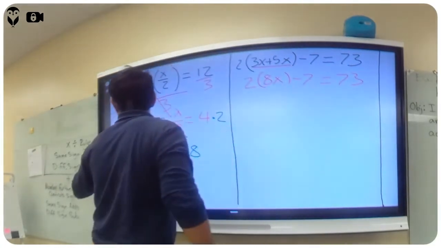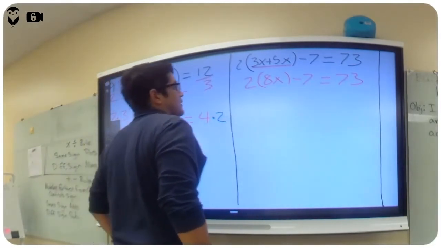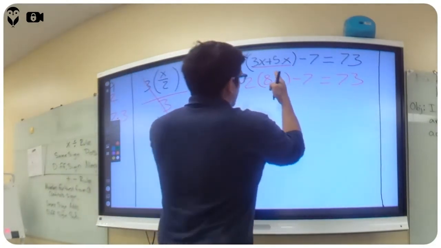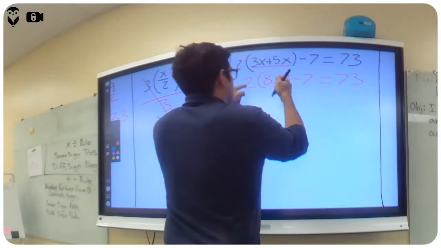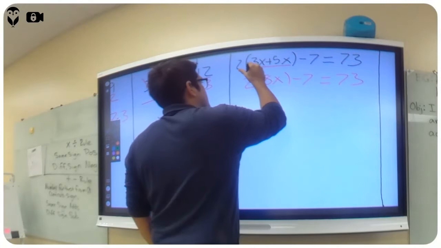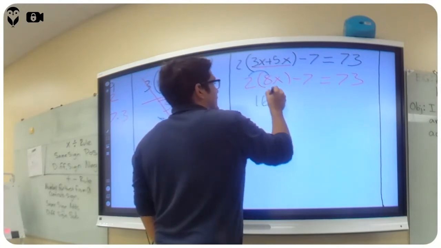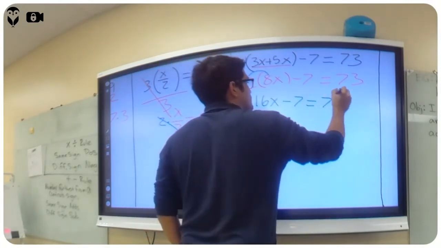Now, our next step, done in blue, is I can't do anything else inside the parentheses? No. Is there anything affecting the parentheses? Yes, the 2. 2 times 8x is going to give us the 16x minus 7 equals 73.